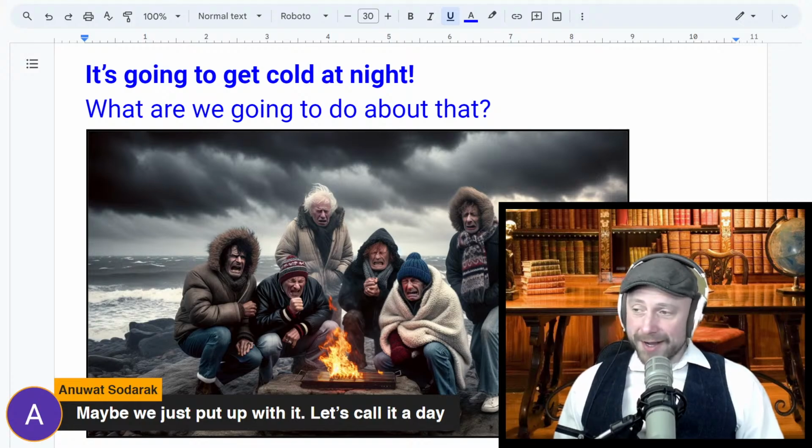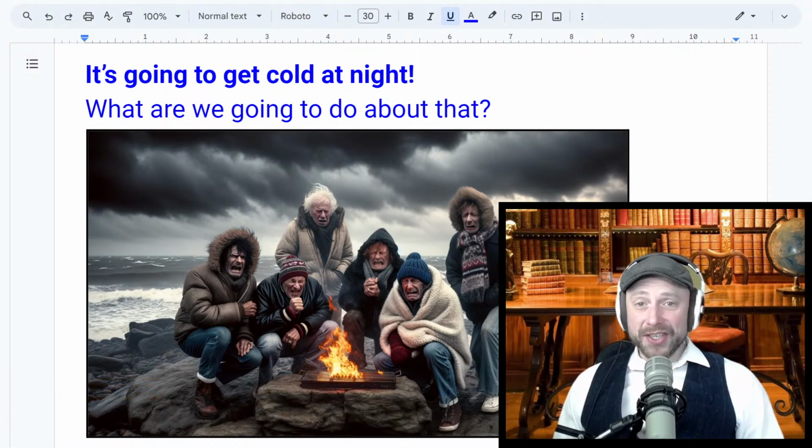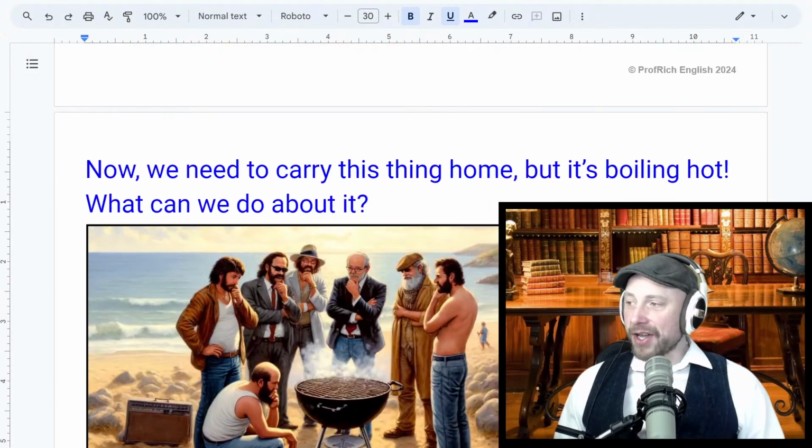That's true. We're hard men. We don't need to worry about the cold, and let's call it a day. Means let's go home. That's right. So what we actually did is what Anawat just suggested. We put up with it, and then we got to our final issue, which was time to go home.